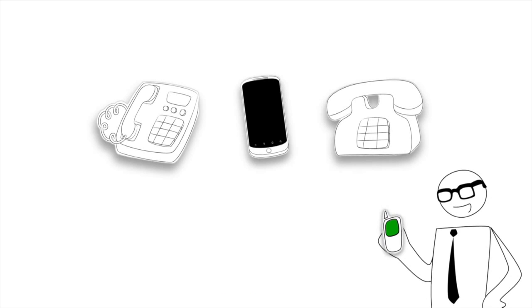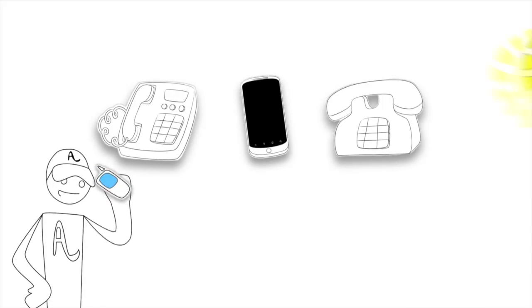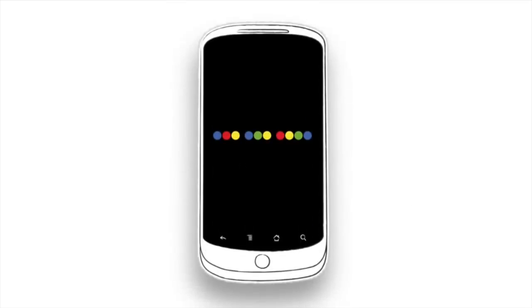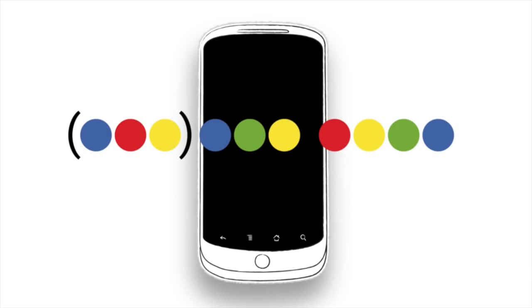Or, if you prefer, you can customize your account to ring certain phones based on who's calling or the time of day. And if you ever move, change your carrier, or get a new phone, your Google number will stay the same.